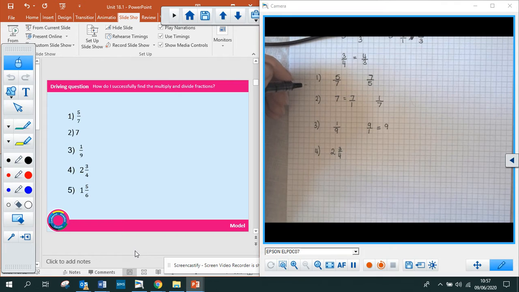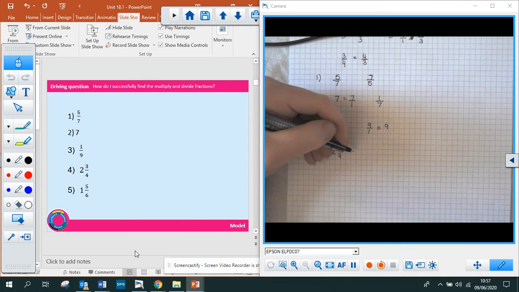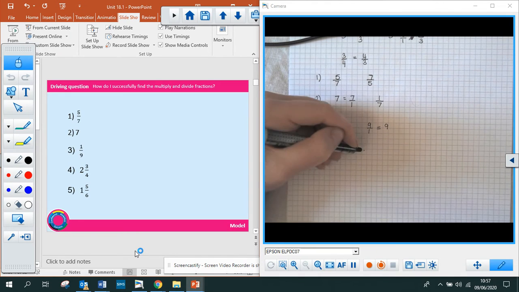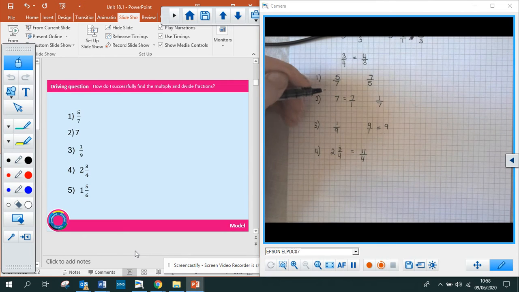Before I find the reciprocal, I am going to convert this mixed number to an improper fraction. Remember, an improper fraction means I'm going to make my numerator bigger than my denominator and get rid of my integer there, my whole number. So 2 multiplied by 4 is 8. 8 plus 3 is 11. And then my denominator stays the same. So that is equal to 11 over 4.